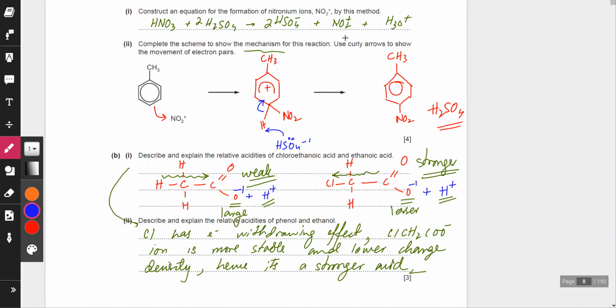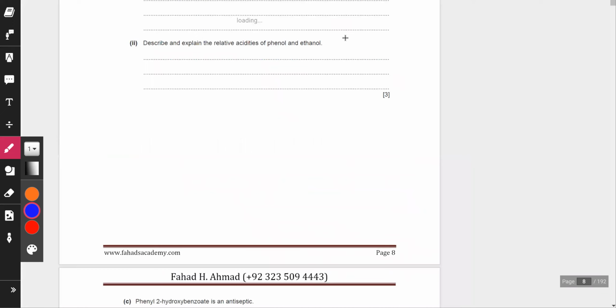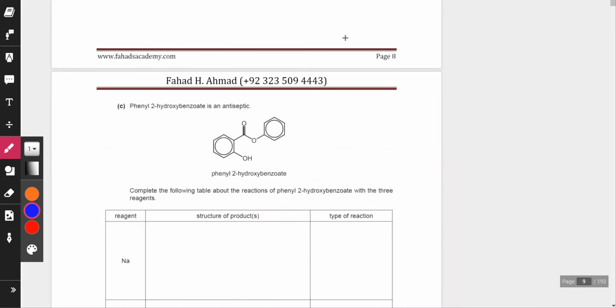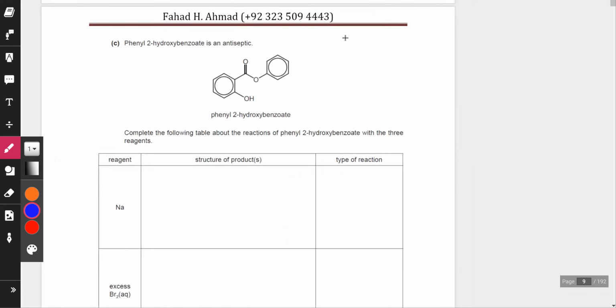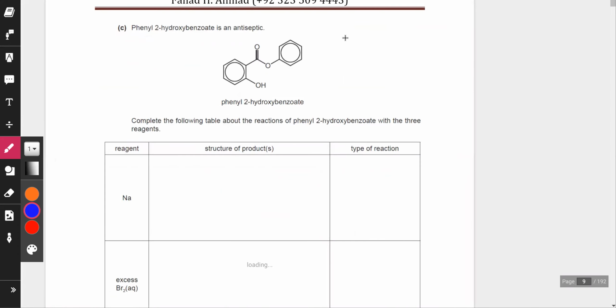This was the last question that we had done. Let's move on. It's the same question that's continuing. They're now saying that phenyl, I mean, whatever this molecule is, this molecule over here, complete the table about the reaction of it with the three reagents, sodium and the structure of the products. So I'm going to draw and sketch the products on this.